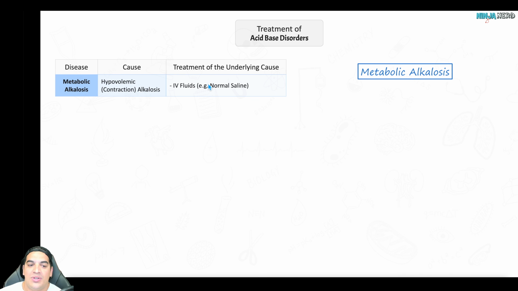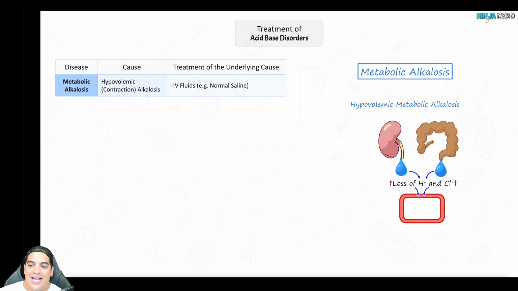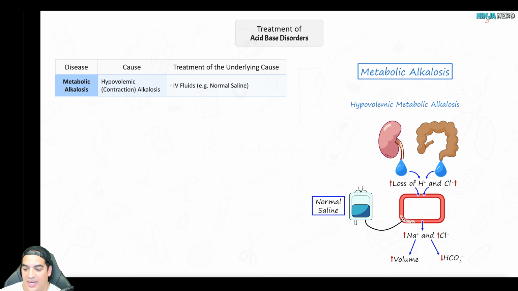So normal saline, which is going to be 0.9% sodium chloride with fluid and water, is going to improve their volume and improve their chloride load, which is going to bring down their bicarb and bring down their pH. All right, so that's the mechanism here: you're just replacing what they're losing, and that's going to replace their volume and it's going to drop their bicarb, because as you increase chloride, bicarb will drop. And as a result, pH will drop.